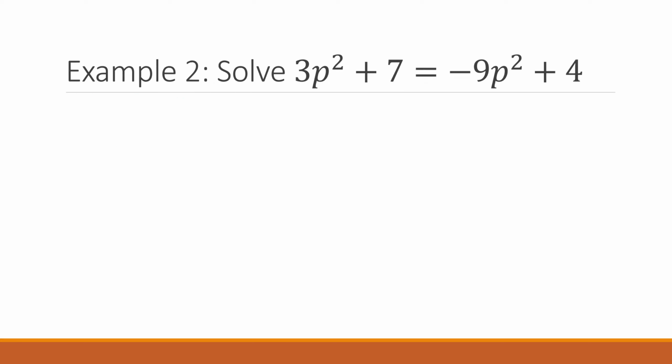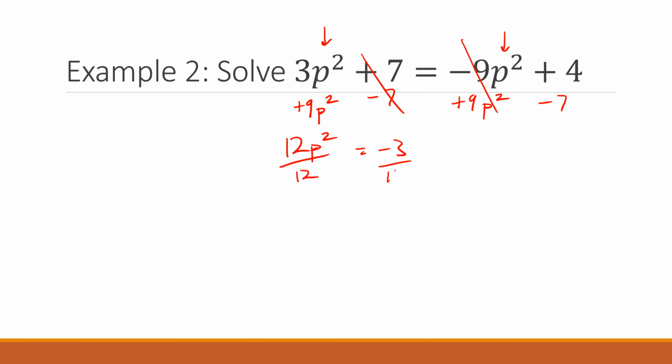First of all, let's solve this equation. Okay, so I have a p squared over here. I have a p squared over here. Let's combine some like terms. If I add 9p squared to both sides of the equation, that'll give me 12p squared on this side, cancel on this side. Let's also subtract 7 from both sides. That will give me negative 3. Okay, I can divide through by 12. That would be p squared equals negative 1/4, if I reduced that fraction.